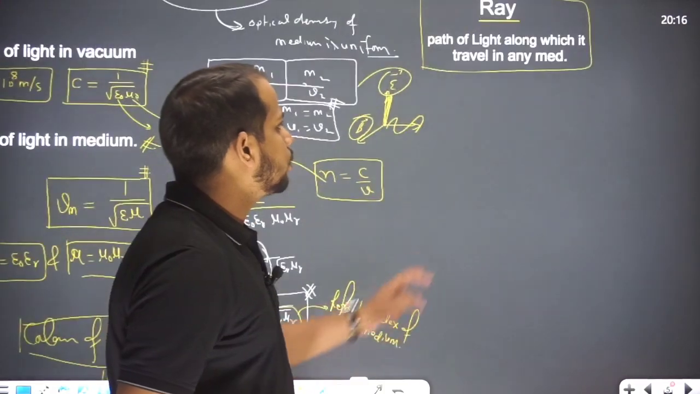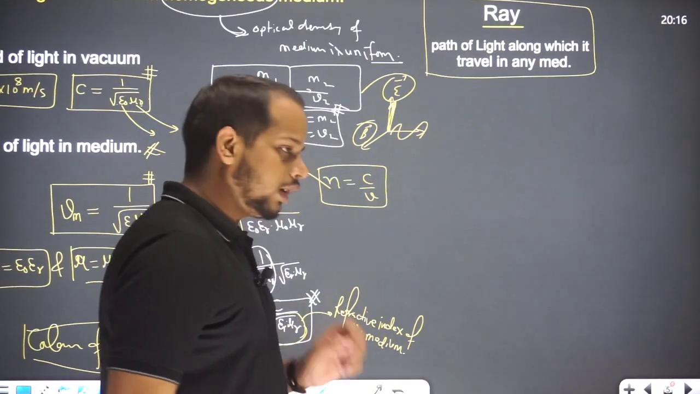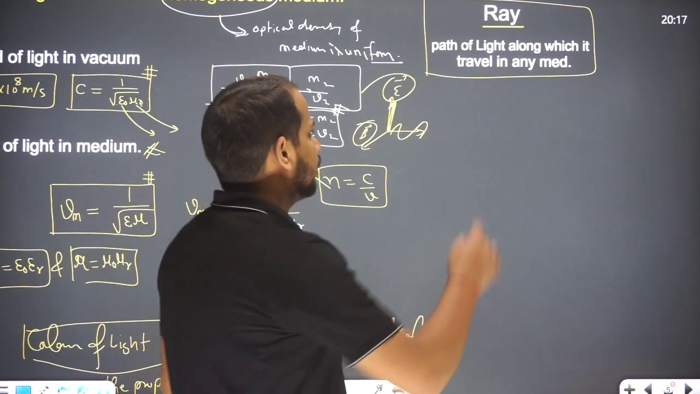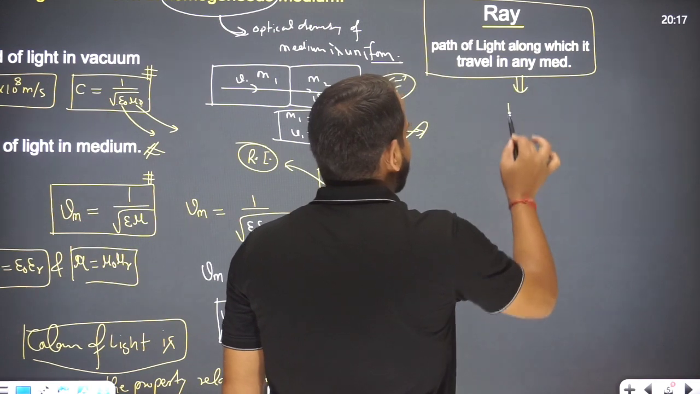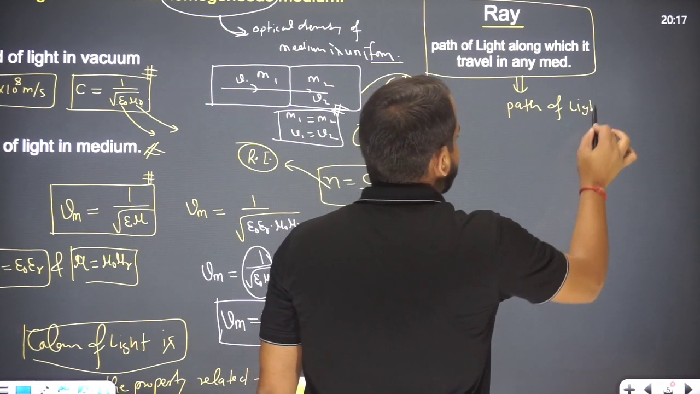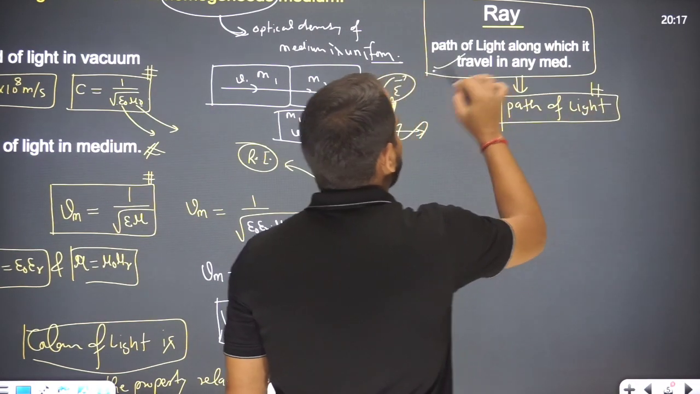Next we have to know some basic terms related to optics. There is one term called ray. We all know about the ray. What is a ray? Ray is simply a path of light. So the path of light is called a ray. That is written over here.